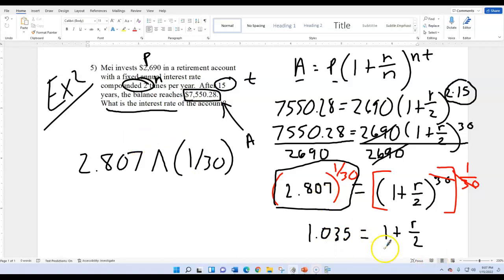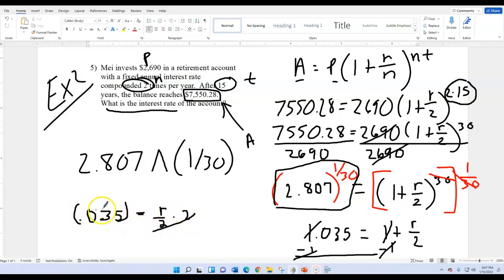All right, what's the next thing we're going to do? The next thing we're going to do is subtract this 1 on both sides. So this one goes away, and this one goes away, and we're left with 0.035 is equal to R over 2. The last thing we need to do is just multiply both sides by 2. So multiply this side by 2, that cancels those out. Multiply the other side by 2, and I'm going to end up with 0.07. Now that's my interest rate. Now you can leave your answer like that. There's nothing wrong with that.